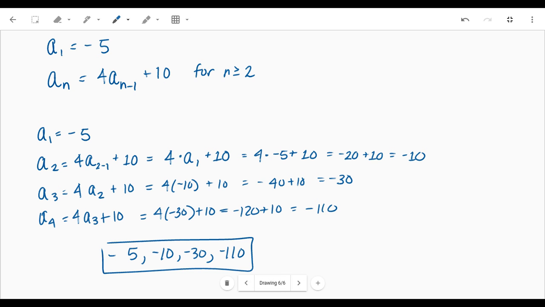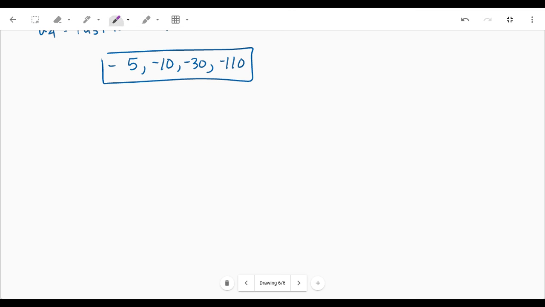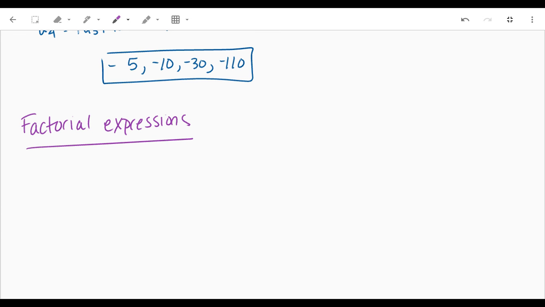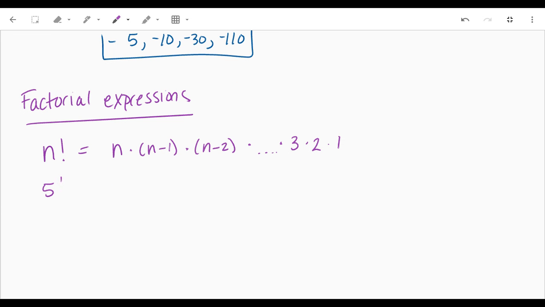Next, we have factorial expressions. All right, these are kind of fun. You've seen these, maybe a little bit. So first of all, we need to know what a factorial is. N factorial would be n times n minus 1 times n minus 2, all the way down to 3, 2, 1. Like 5 factorial would be 5 times 4 times 3 times 2 times 1, which ends up being actually 120.